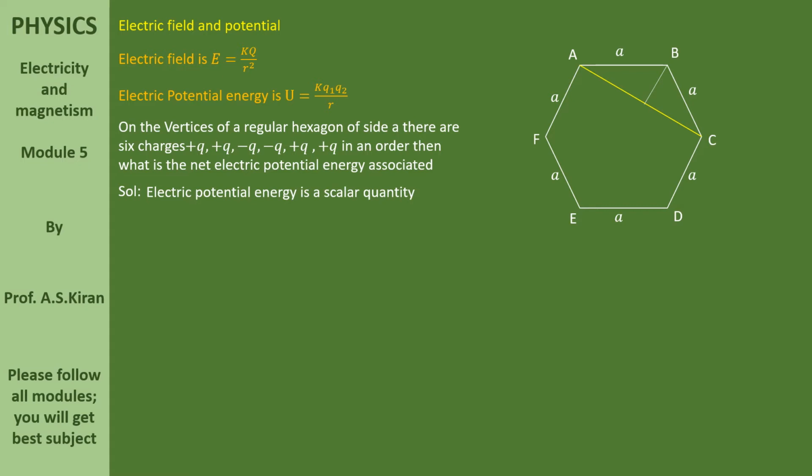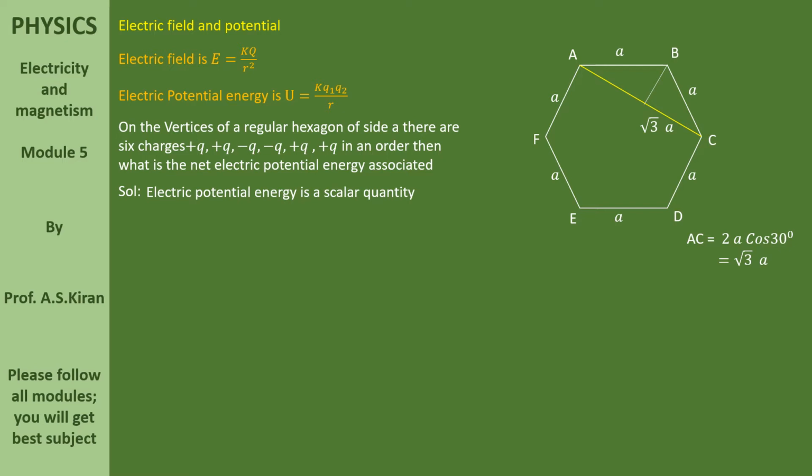Now the total length of AC is equal to twice A cos 30, that is equal to root 3 A. Please remember that value, which is very helpful in tackling so many problems in physics, not only in this chapter, in all the chapters. Cos 30 is root 3 by 2. The 2 gets cancelled. So finally AC length is root 3 A.